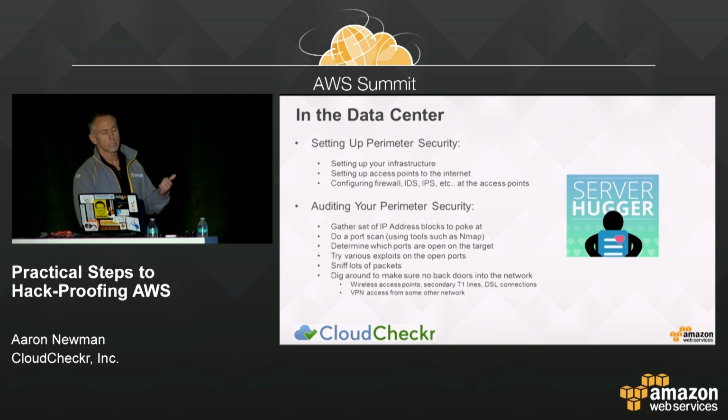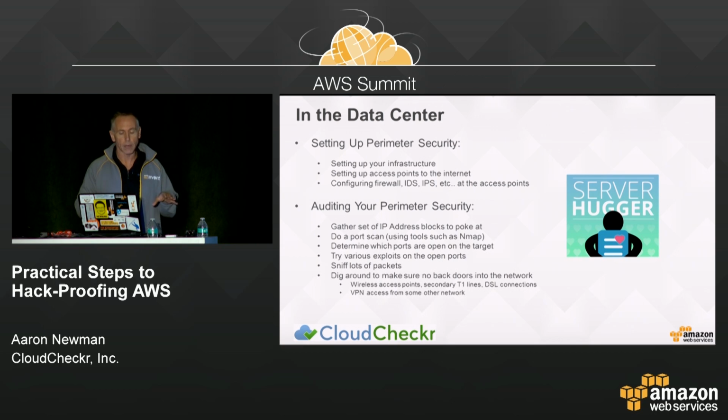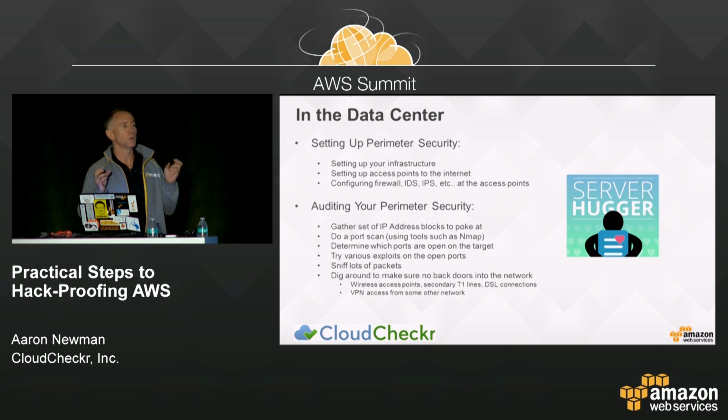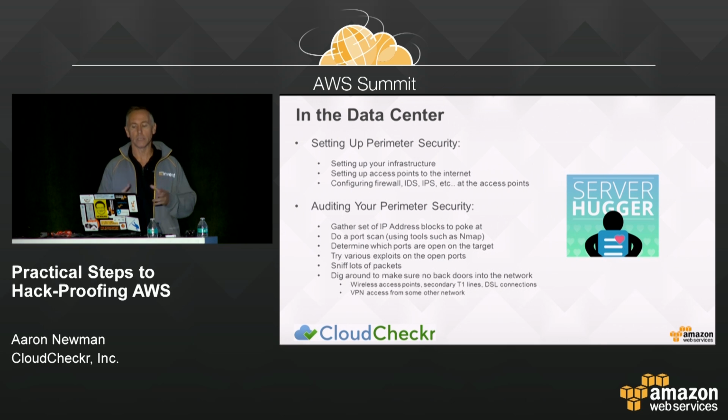So in the data center, you set up your perimeter security. That means setting up your infrastructure. You put it behind a firewall. You set up access points. And then at those access points, you put security controls there. You put things like firewalls. You put IDS. You put intrusion prevention systems. You put all these access point security devices.